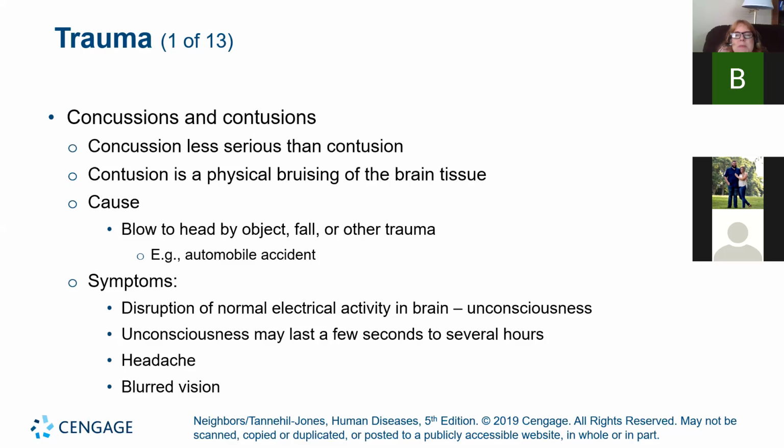So, you know, when you smack your arm or your leg and you see that awful deep black or deep blue or the green, the terrible bruising that occurs on your skin, that is what a contusion of the brain actually does, okay? It's destroying the brain tissue. Again, it's usually due to a blow to the head by an object, a fall, or some type of other trauma. Many times this is preventable, which is very important.